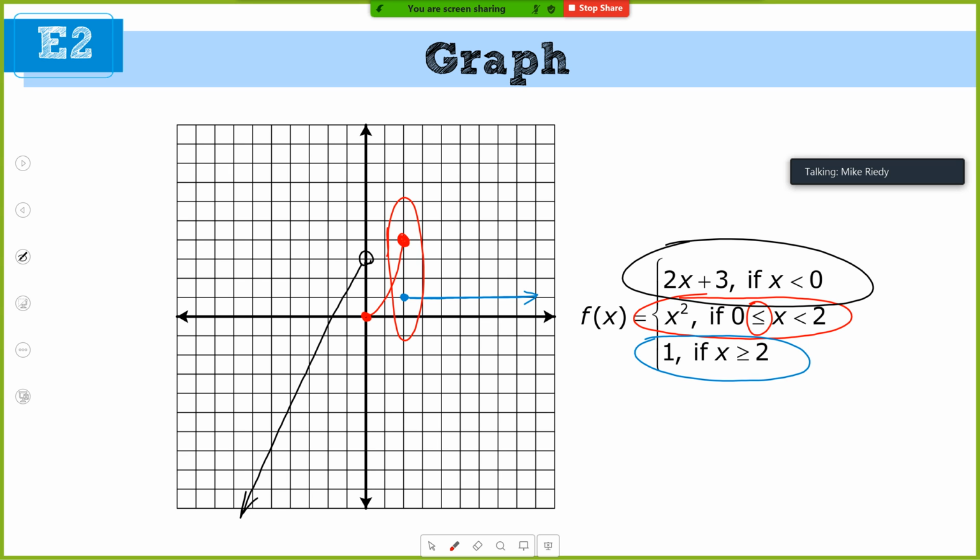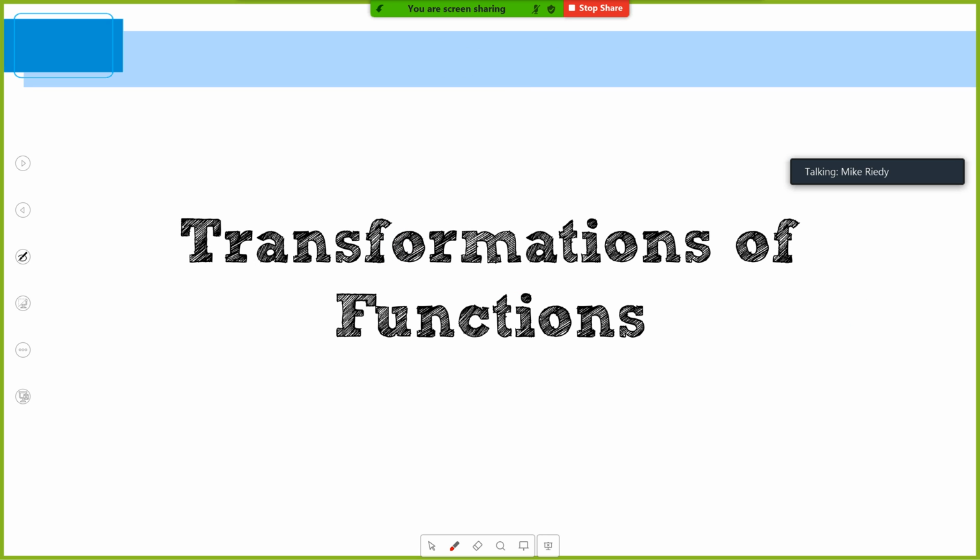And unfortunately, if you rely on your calculator too much, it won't show you those open dots and solid dots and open circles. Okay. Questions on the piecewise? Anybody have any problems? Again, you need to speak if you can, or if you do have questions, I mean. Okay, good. Transformations. We've done this already.